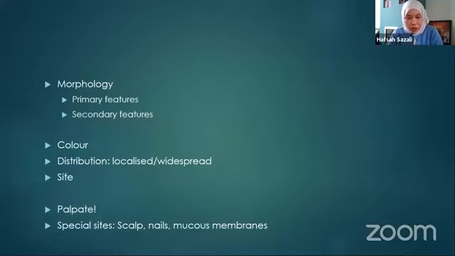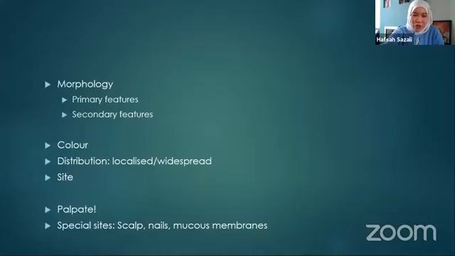And don't forget to examine the special sites. People often forget the scalp, the nails, and the mucous membranes. The scalp is commonly affected by conditions such as psoriasis. Nails also can be affected by psoriasis and some connective tissue diseases as well. Mucous membranes are particularly important in examining patients with bullous disease. And if you have this information, we'll be very happy actually. And of course, you have to take a good history and make sure you have all the results of investigations relevant to the patient.